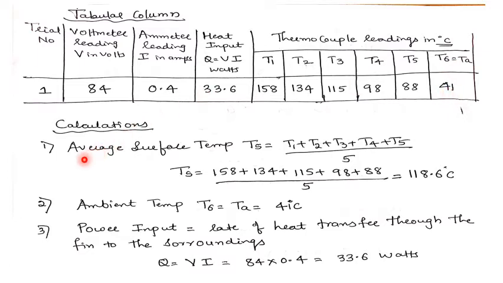So now let us first calculate the average surface temperature, where Ts is given by the addition of all the temperatures from T1 to T5, divided by 5. Total 5 temperatures are there. So my average surface temperature is 118.6 degree centigrade. Next, the ambient temperature, T6 is equal to TA, it is equal to 41 degree centigrade. Third, we will calculate the power input, that is the rate of heat transfer through the fin to the surroundings, that is Q is equal to V into I. Already we have calculated it as 33.6 watts.